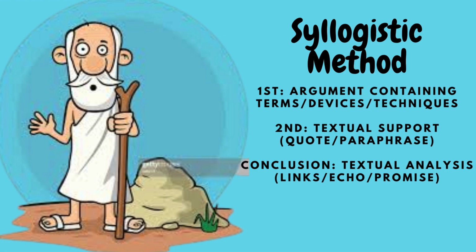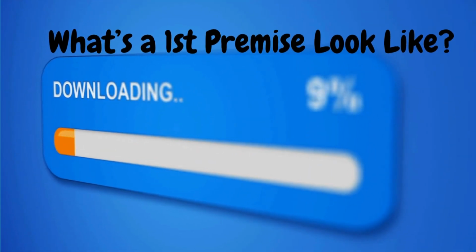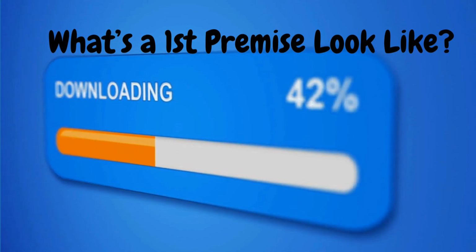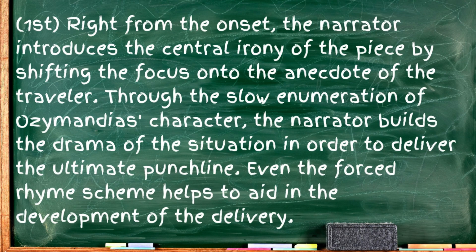All right, enough of me talking about it. Let me show you. You might be asking, what's that first premise look like, Kristian? I got you covered. Here it is. I'll just read it and then I'll break it down. Right from the onset, the narrator introduces the central irony of the piece by shifting the focus onto the anecdote of the traveler. Through the slow enumeration of Ozymandias' character, the narrator builds the drama of the situation in order to deliver the ultimate punchline. Even the forced rhyme scheme helps to aid in the development of the delivery.